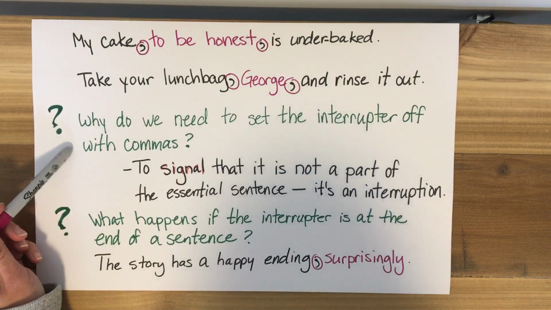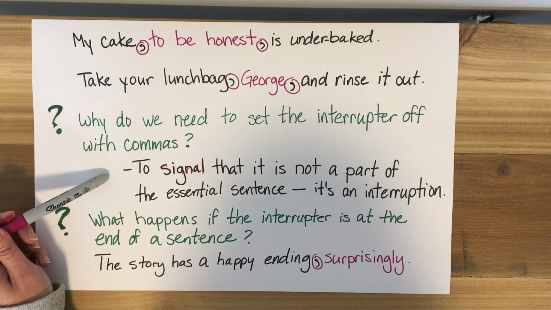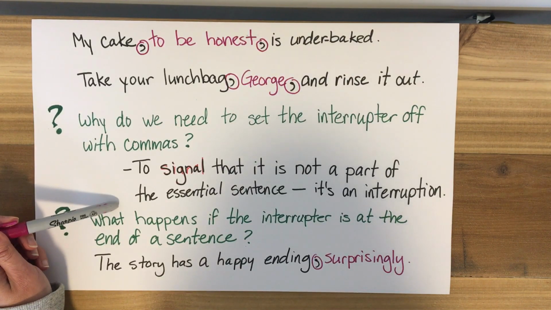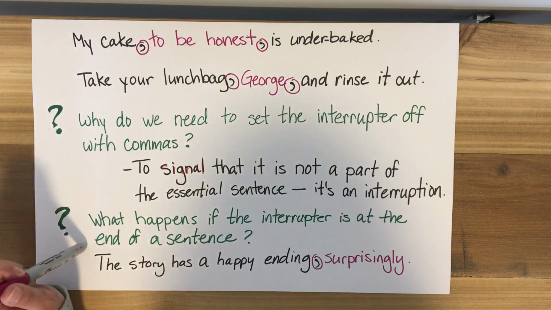Why do we need to set the interrupter off with commas anyways? Well, we need to do that to signal that it's not a part of the essential sentence. It's an interruption. So what happens if the interrupter is at the end of a sentence?